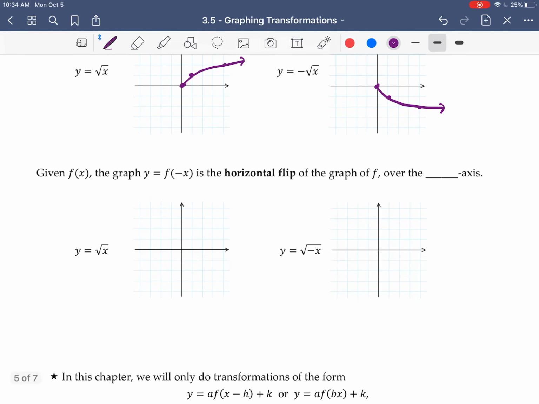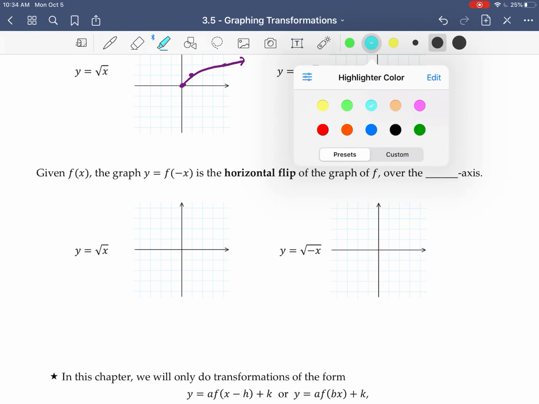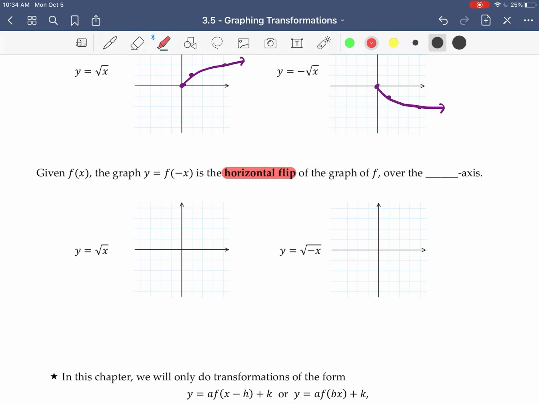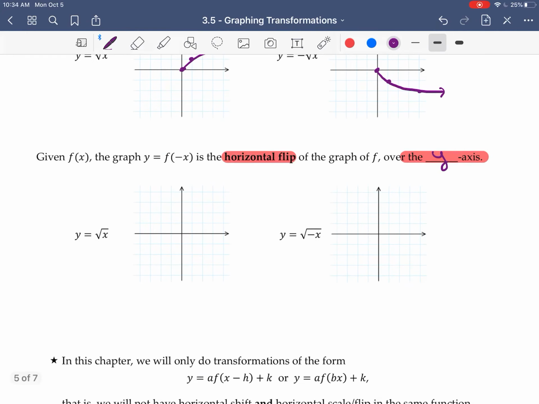Okay, now the horizontal flip, do it in red. So the horizontal flip is going to flip over the y-axis. To follow our rule, the minus is like the a, so it was f of a times x, and then we divided the x values by a, which is -1 here. So that's going to flip it over the other way.